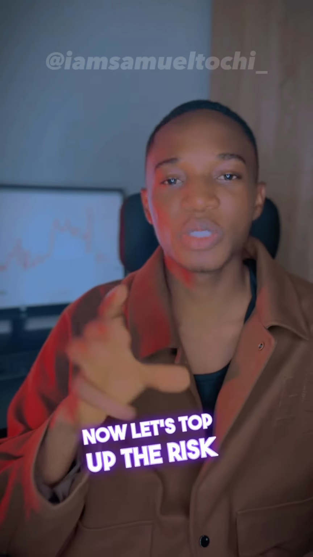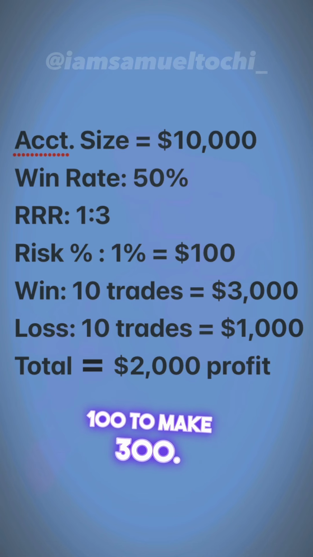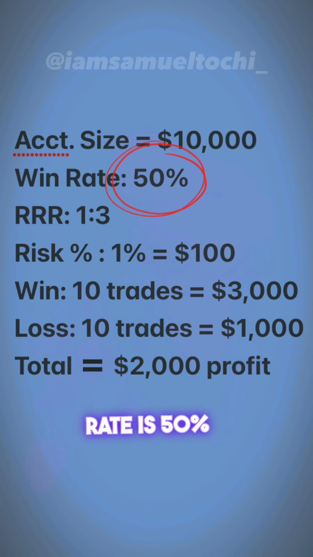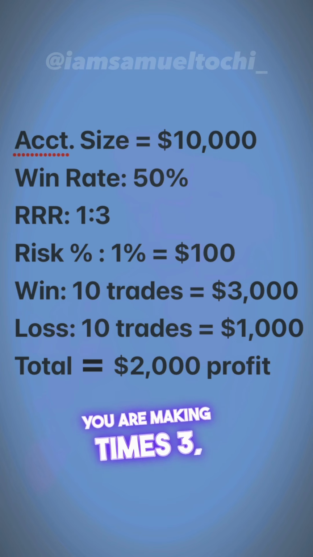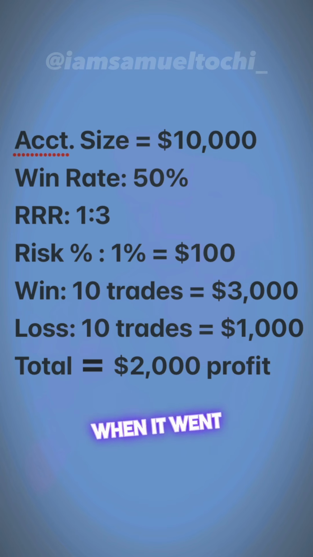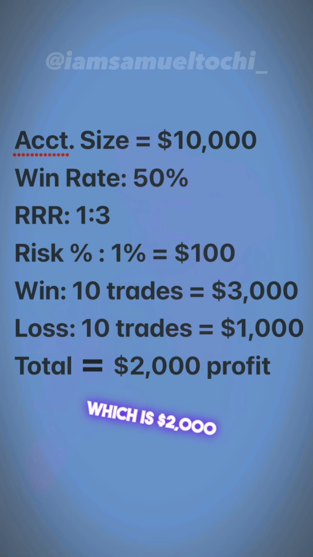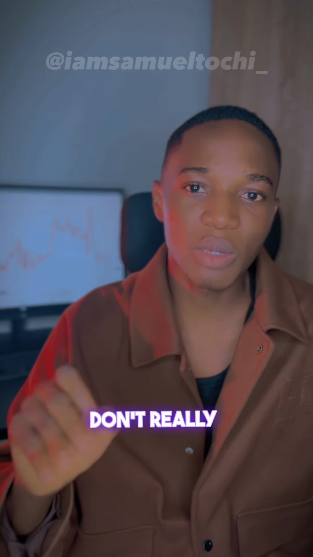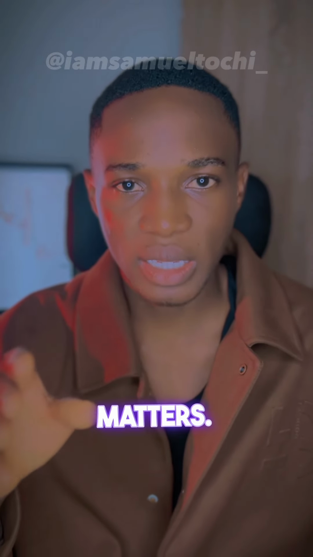Now let's top up the risk to reward to 1:3, which means you are risking 100 to make 300. Now the win rate is still 50%, and you won 10 trades, you lost 10 trades. So when it's going in your favor, you are making times 3, which is $3,000 profit. When it went against you, it's $1,000. So 3,000 minus 1,000, you came out with 20%, which is $2,000 profit. Risk to reward is one of the things that most traders don't really pay attention to, and with this explanation, you could see that risk to reward really matters.